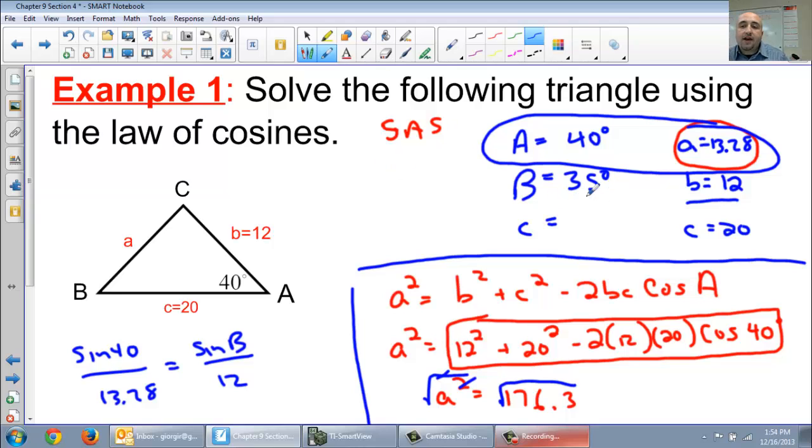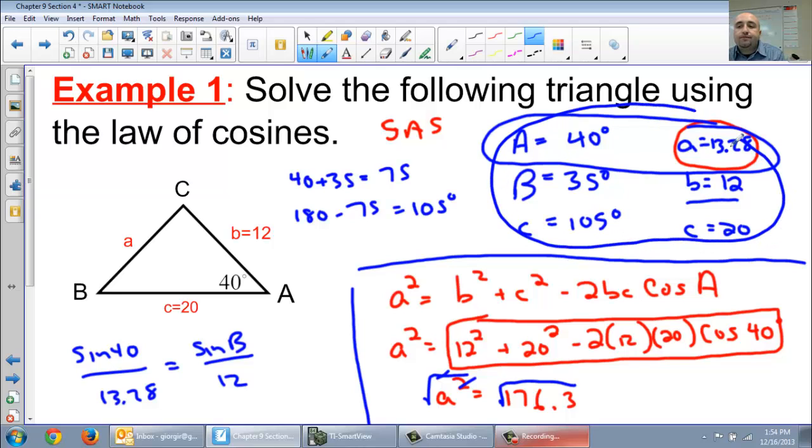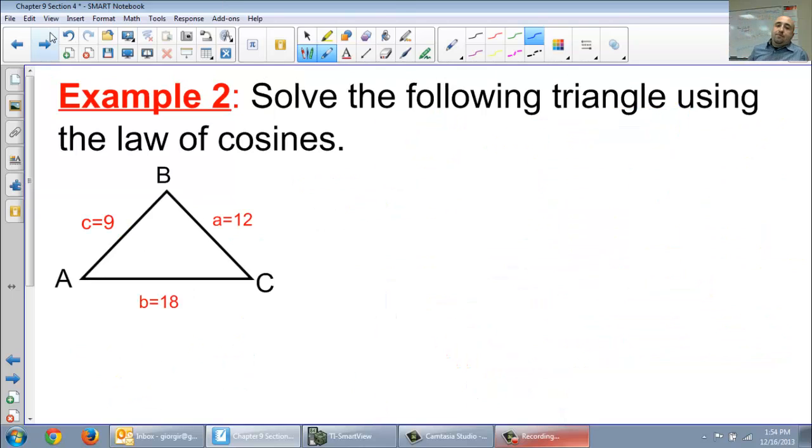So it's very easy now to find angle C. 40 plus 35 equals 75. 180 take away 75 is equal to 105. So 105, and you are done. That's law of cosines, problem 1. That's a side angle side example. All right, last example. Let's do a side side side example.